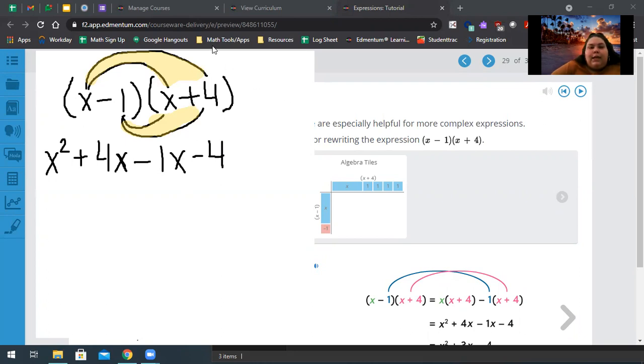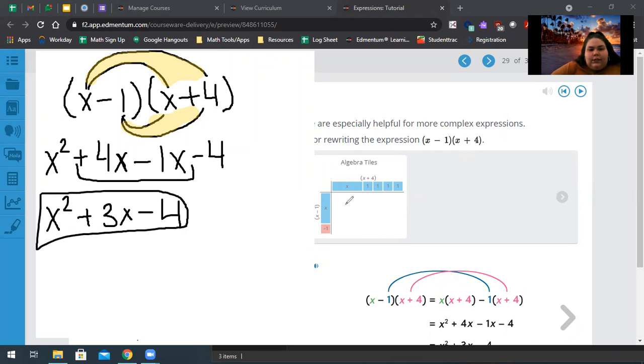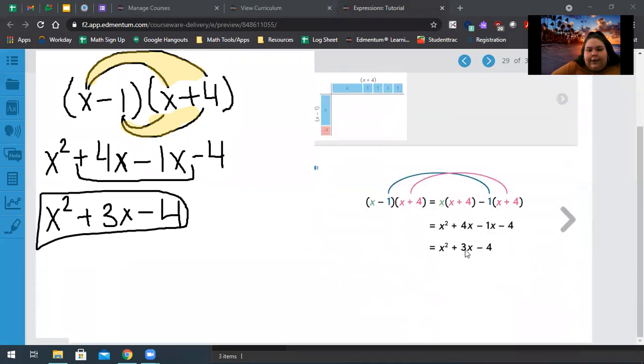So in here, I have nothing combined with this x squared, so that is just x squared. 4x minus 1x is just 3x. So again, that's just combining like terms. And then nothing to combine with this minus 4, so we have that. And this same answer is going to follow along to what they have here.